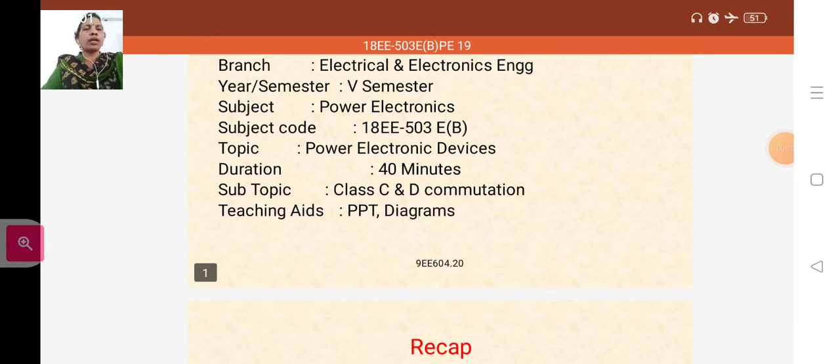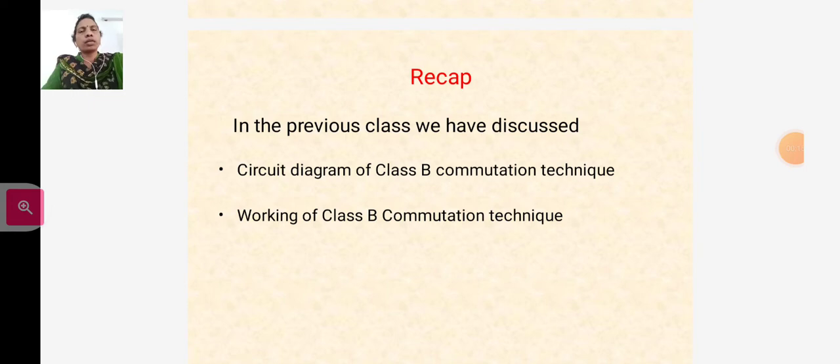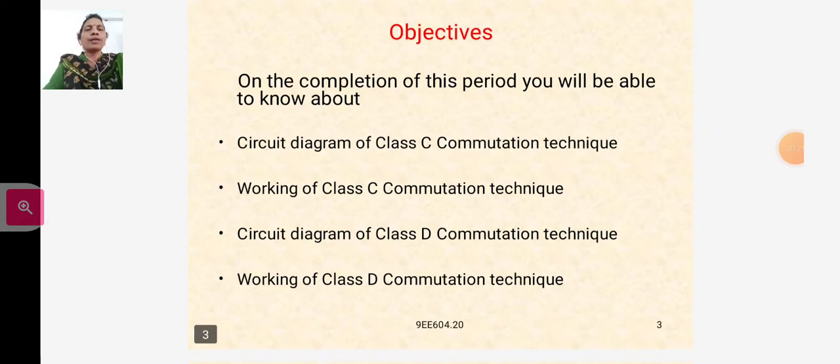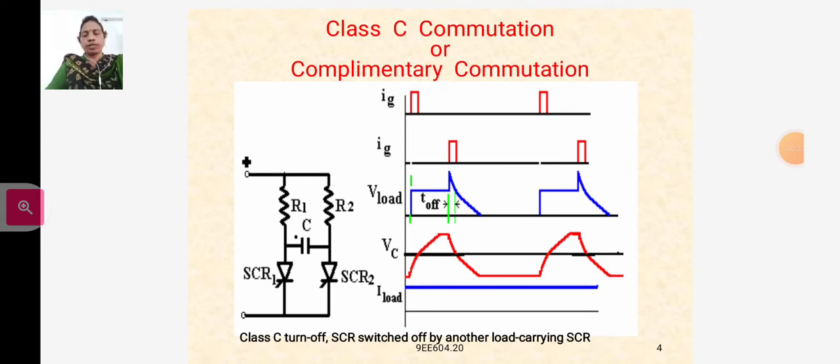In the last class, we discussed commutation and class A and class B commutation. Now we are going to discuss class C and class D commutation. This is the diagram for class C commutation.